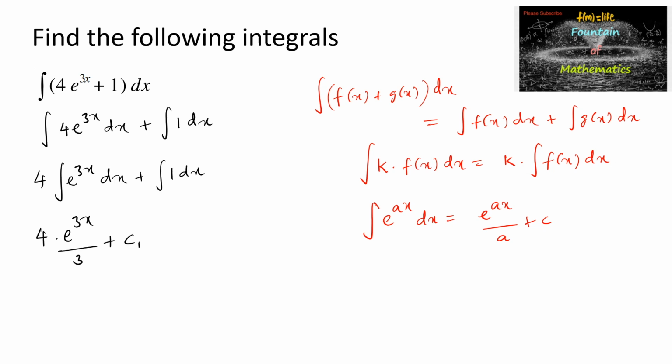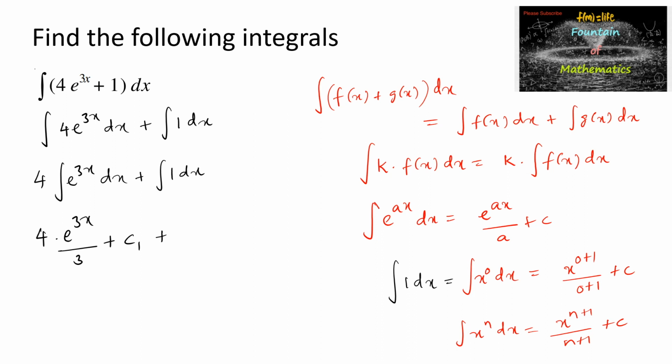plus some constant c1. And now integration of 1 dx, we can write as integration of x to the power of 0 dx, that is x to the power of 0 plus 1 divided by 0 plus 1 plus some constant, by using integration of x power n dx is equal to x power n plus 1 upon n plus 1 plus c. So we can say that this is x plus c. So integration of 1 dx is nothing but x plus another constant c2, where c1 is a constant and c2 is a constant.